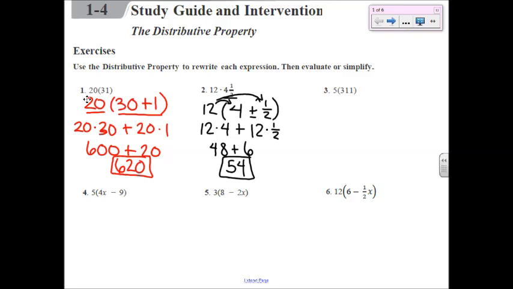The next one, we're going to break up 311 into what we know easily. So I know what 5 times 300 would be, because I know what 5 times 3 would be. And I know what 5 times 11 would be. So I'm going to break up 311 into 300 plus 11. And that's just a simple substitution. Then I'm going to use the distributive property to write it out.